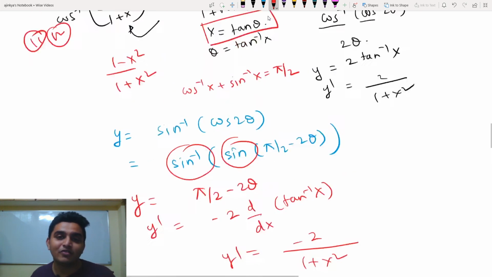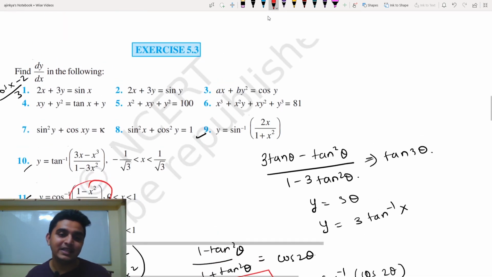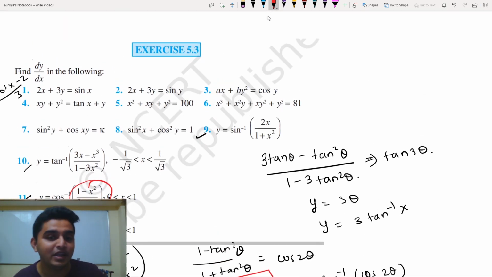So this is how you are going to solve all the examples in an easier way, and we can immediately find that solving inverse trigonometric functions or trigonometric functions is very easy, and solving implicit functions is also fairly easy to understand and get the answers.